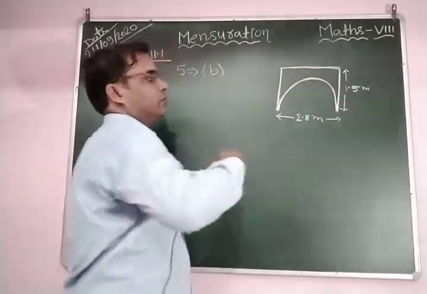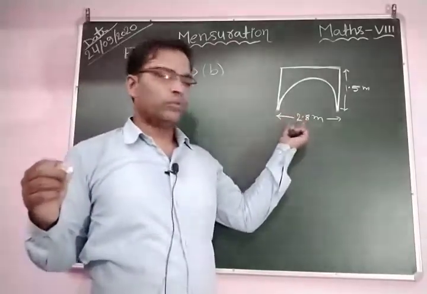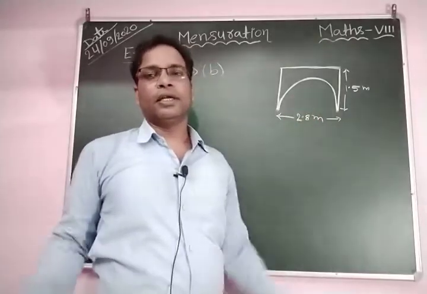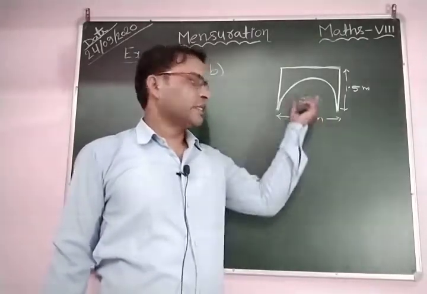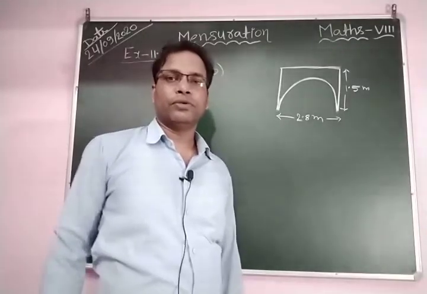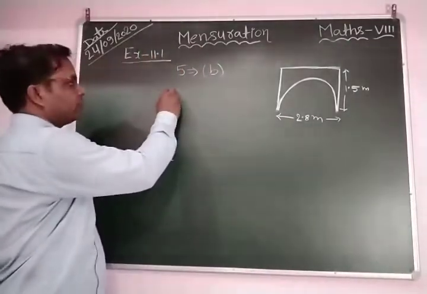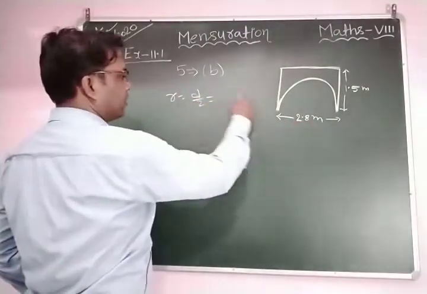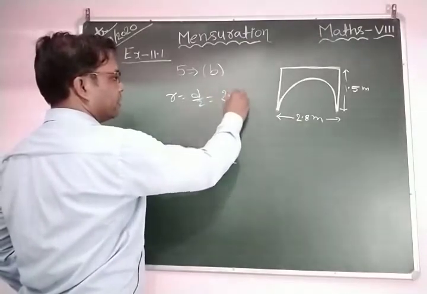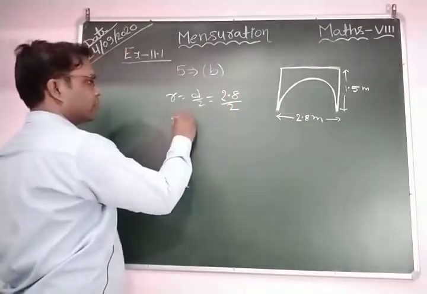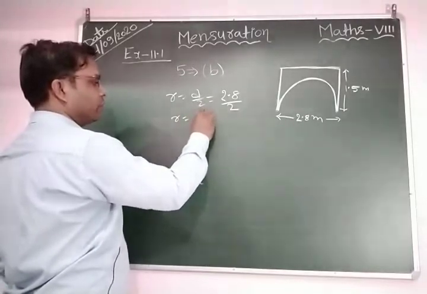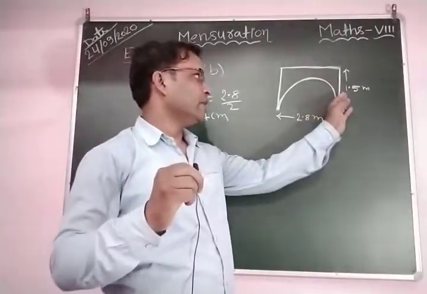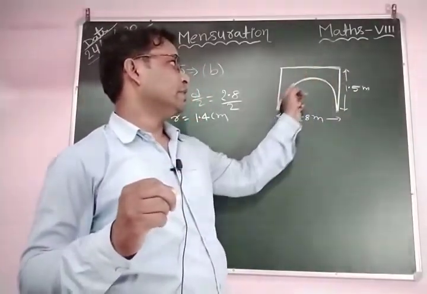Okay, so the diameter of this is 2.8. So we find here the radius of this semicircle. So radius is equal to diameter by 2. So here you can say r, r is radius, is equal to d by 2, and d is the diameter. So 2.8 by 2, r is equal to 1.4 meters. Okay, so this is 1.5, 2.8, 1.5, and this is pi r.